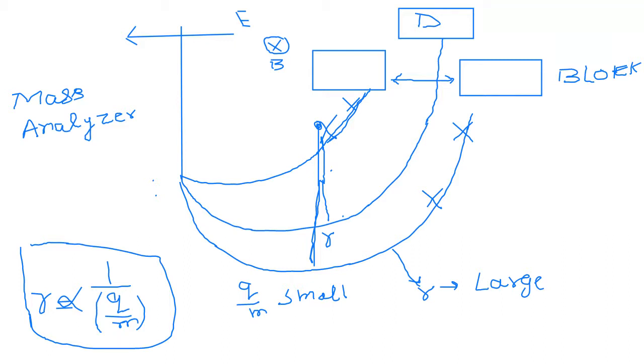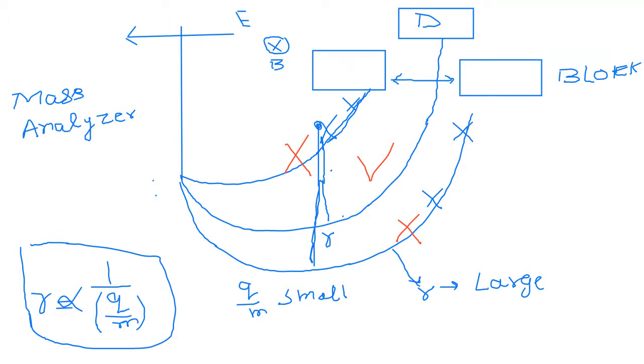Yeah, the only point is that the radius of curvature of the trajectories of the charge carriers in the electromagnetic field depends on the Q by M ratio. The higher the value of the Q by M ratio, the smaller the radius of the trajectory, and that will not hit in this case. This will not go to the detector, and this will go to the detector, because the range of Q by M is in this.